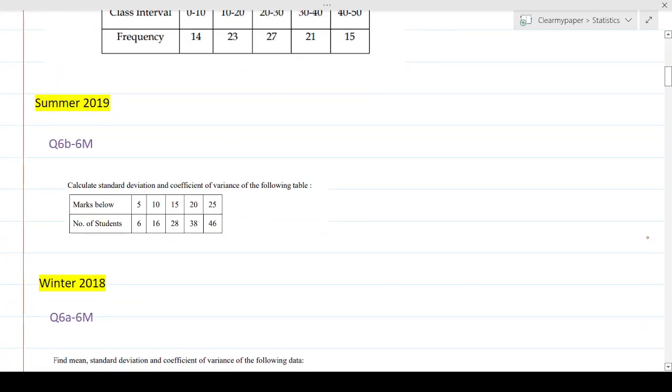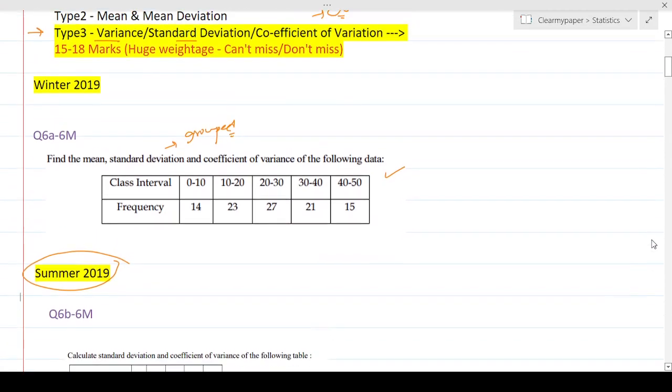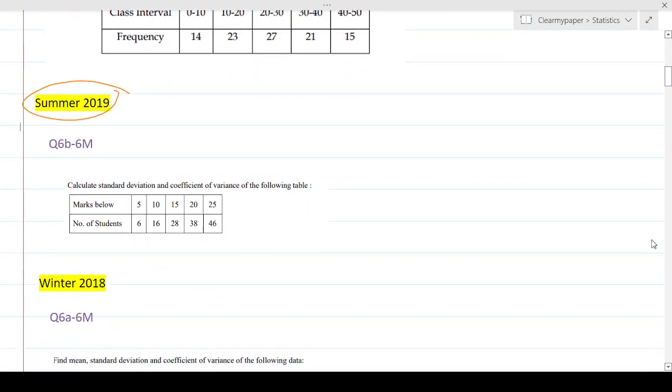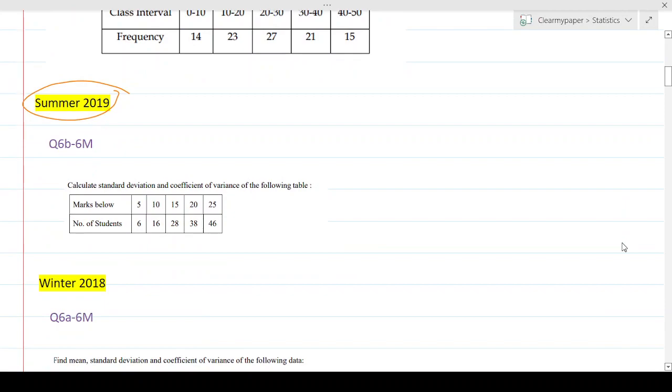We are saving the best for the last, the summer 2019 problem. These have just appeared once. And usually all these problems come for 6 marks, so it's a huge weightage. So just pay attention, okay? This is not a different variation, it's the same thing, but there is a trick to this problem on how you read it, in which I missed it a few times. So let's talk about this problem.